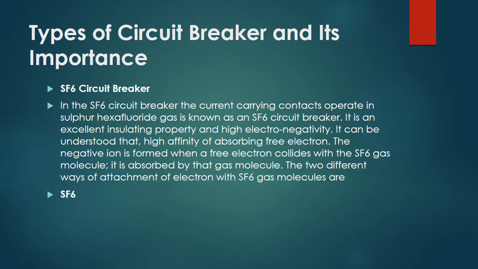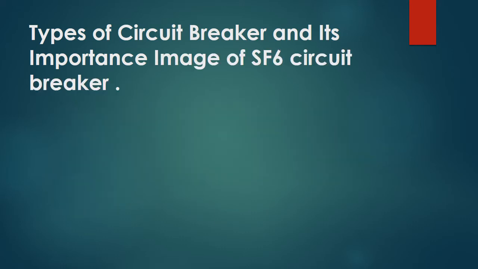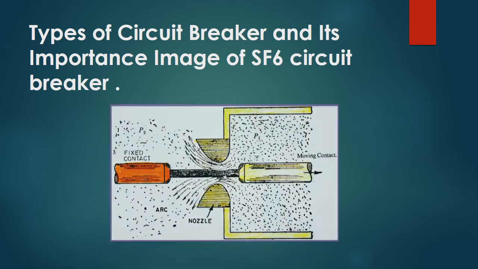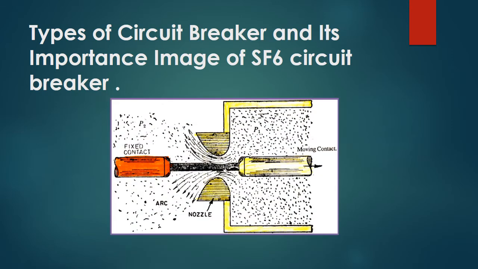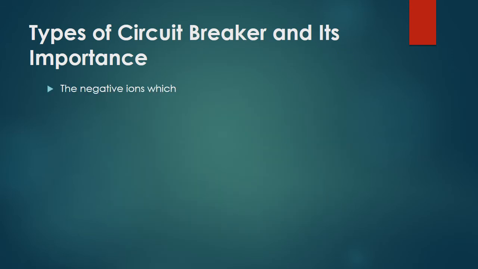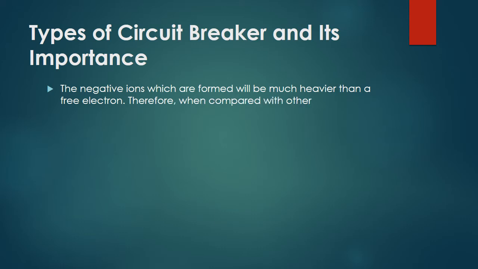SF6 circuit breaker. In the SF6 circuit breaker, the current carrying contacts operate in sulfur hexafluoride gas, known as an SF6 circuit breaker. It has an excellent insulating property and high electronegativity. It can be understood as a high affinity for absorbing free electrons. A negative ion is formed when a free electron collides with an SF6 gas molecule and is absorbed by that gas molecule.